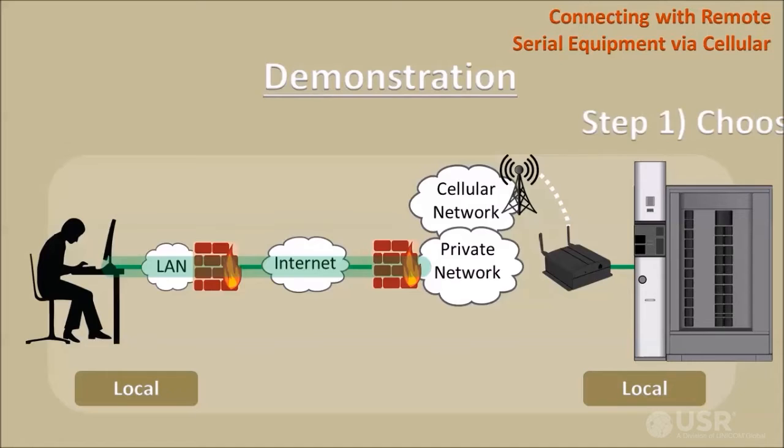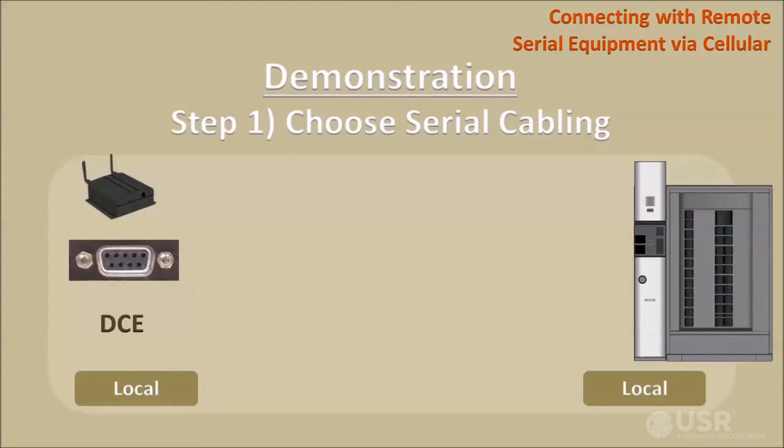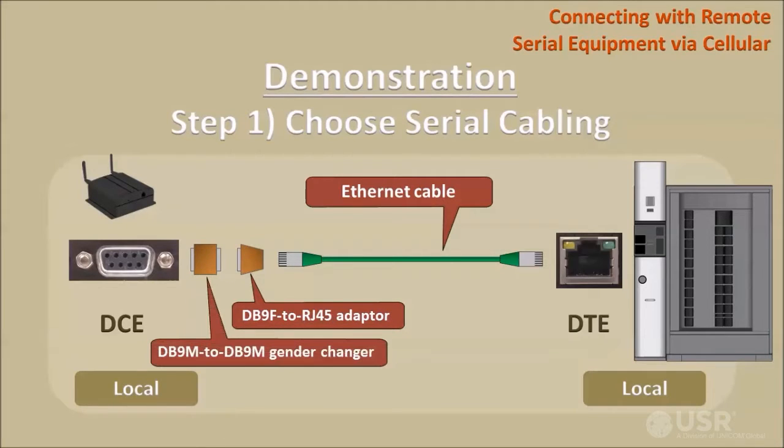The demonstration begins by choosing the serial cabling that will connect the gateway to the target equipment so they can transfer serial data. The gateway's serial port is a DCE, presented on a DB9 female connector. The Cisco console port is a DTE, presented on an RJ45 connector. So the correct cabling is a standard Ethernet cable and a DB9 female to RJ45 adapter and a DB9 male-to-male gender changer. I'll gather these items for later use.